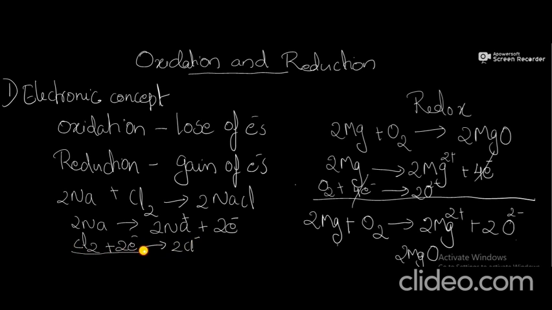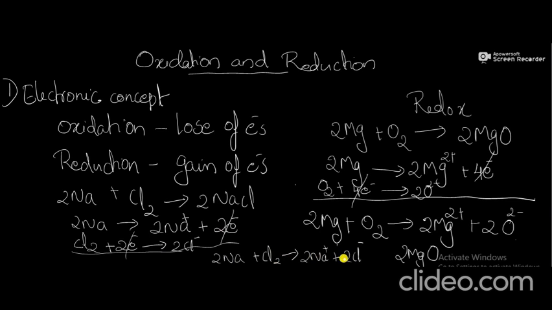Then what is the overall reaction? The overall reaction can be written as 2 moles of Na plus chlorine gives 2 moles of Na+ and 2 moles of Cl-, that is 2 moles of NaCl. The 2 electrons on the product side and the 2 electrons on the reactant side cancel each other, and it is converted into 2 Na plus Cl2 gives 2 NaCl. This is the overall reaction.